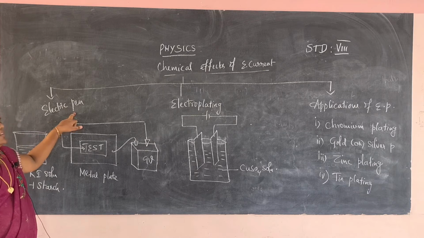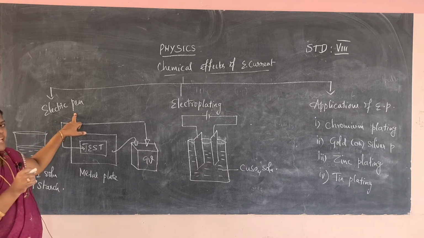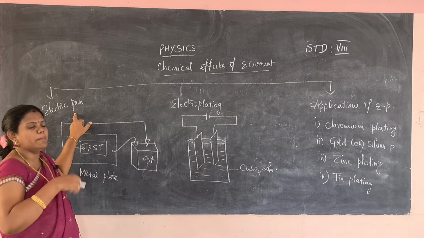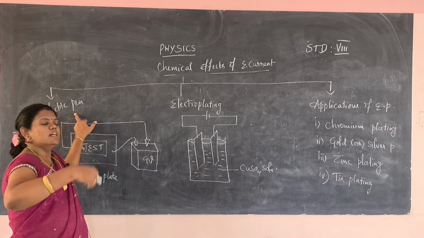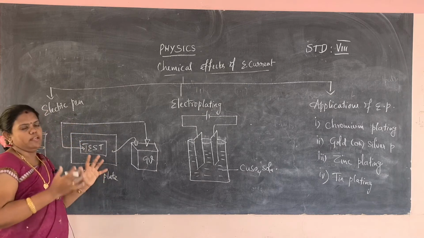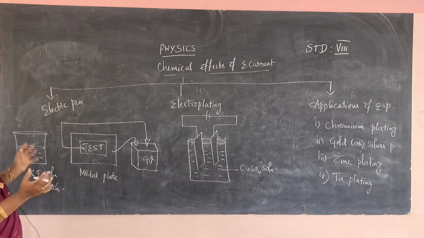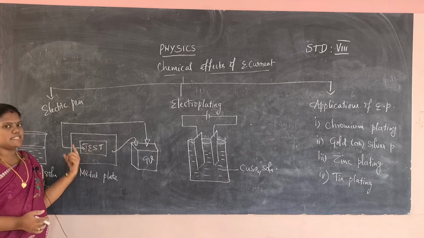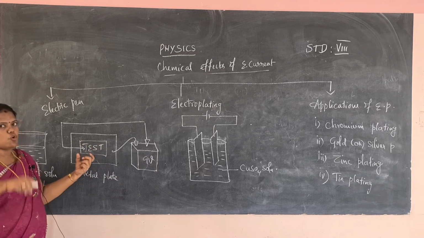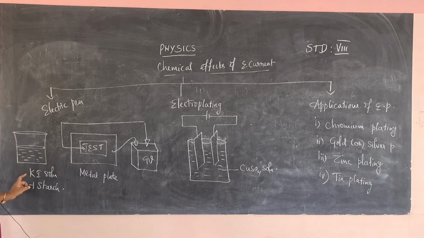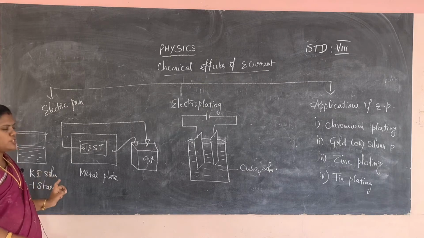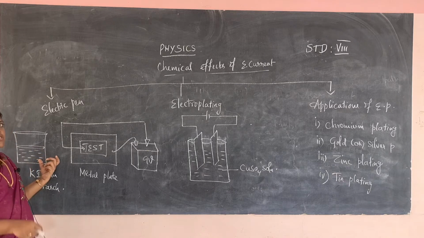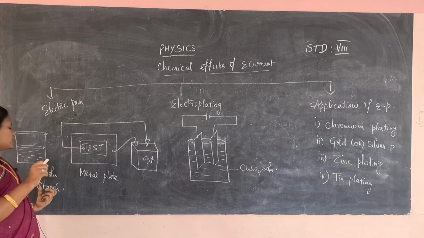An electric pen is just a pen, but you have to apply current to it. The pen will write on tissue paper. First we make a circuit with a metal plate. This is the test paper. The test paper will be soaked in a solution of potassium iodide plus starch. A little starch is added to the potassium iodide solution, so you take the potassium iodide solution mixed with starch.